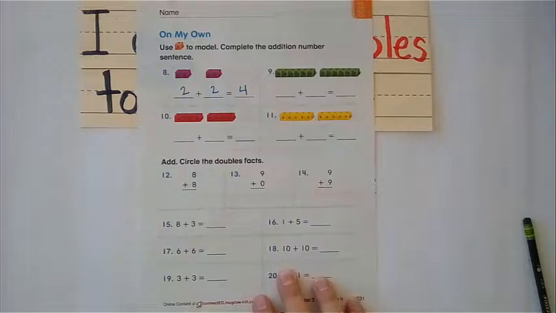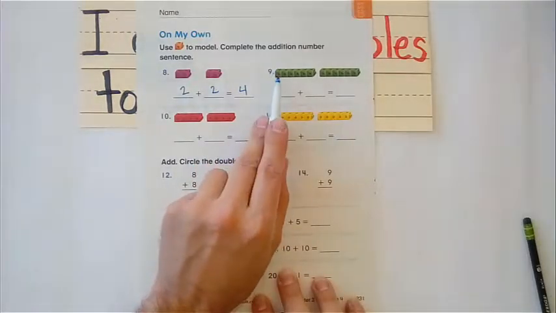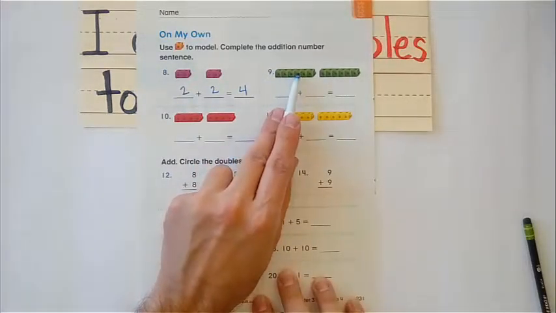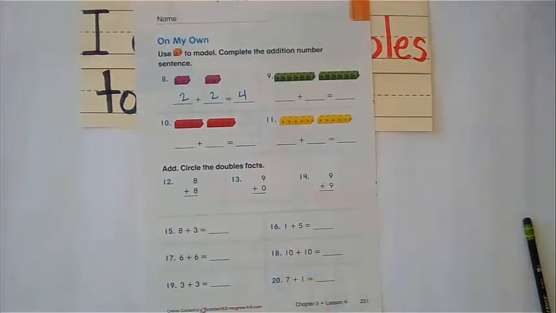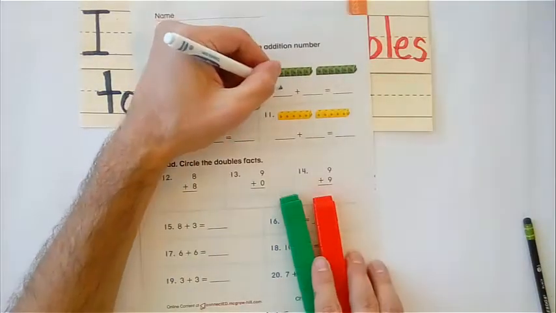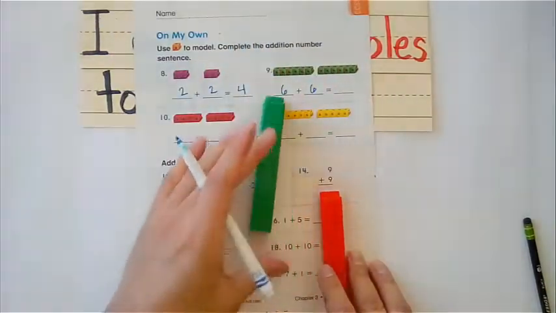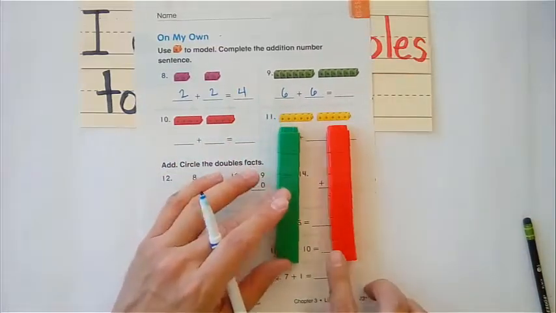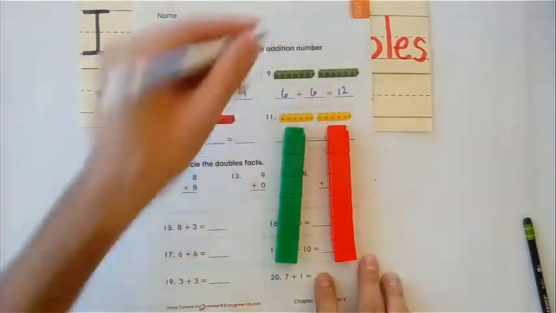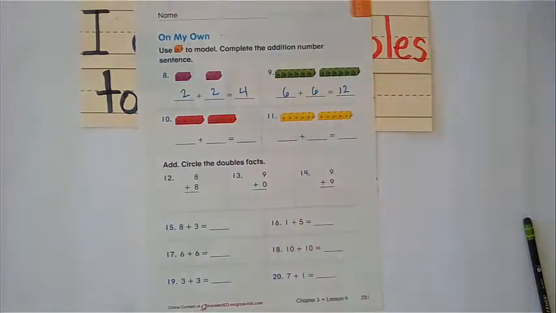That's right. Now right here, how many blocks do I have? 1, 2, 3, 4, 5, 6. So I don't have enough fingers for that. So what I'm going to do is I'm going to use my blocks for this one. And I'm going to say 6 plus 6, because these are doubles. 6 plus 6 is 12. That's right. Okay, good job.